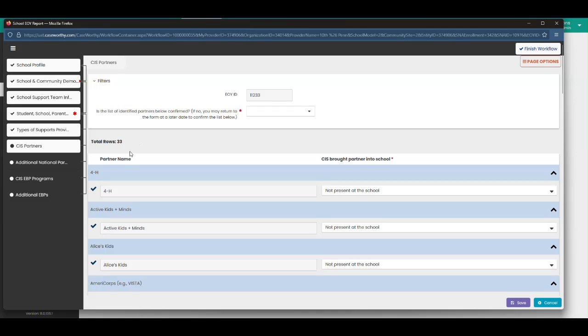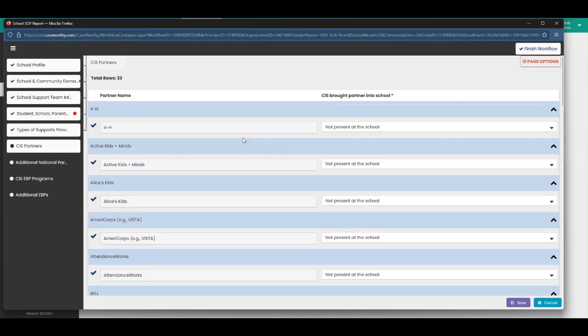The last 4 sections are confirming partners and then confirming evidence-based programs. Okay, for each of these sections, you're going to have at the top another bookmark button of saying yes or no whether or not they are confirmed. So once you feel like your data is accurate in the workflow, please select yes, and that tells us that it's confirmed and finalized, and we don't have to go and make any updates about that.